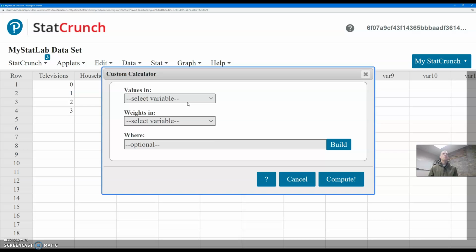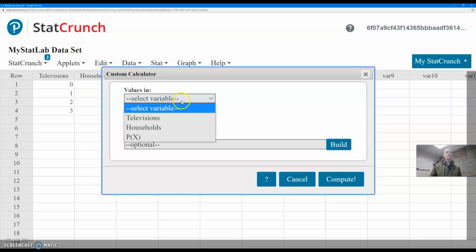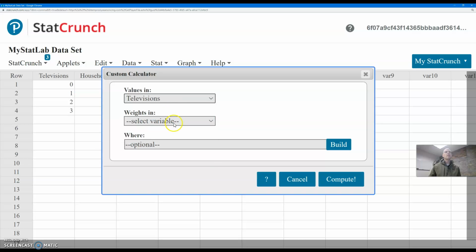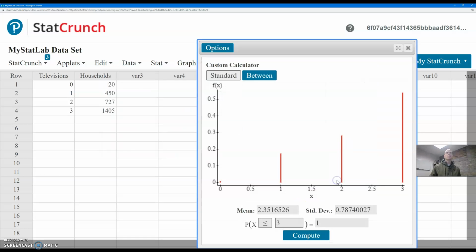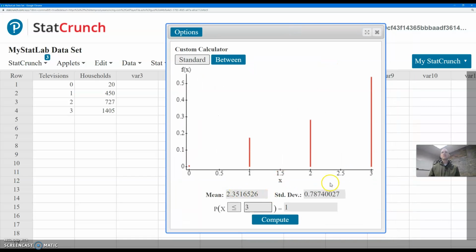All right, so where are our values at? Our values are the TVs. And then where are our weights at? We want the probability of those individual television values. So we'll go ahead and hit Compute. And there it is. That is the mean and standard deviation.